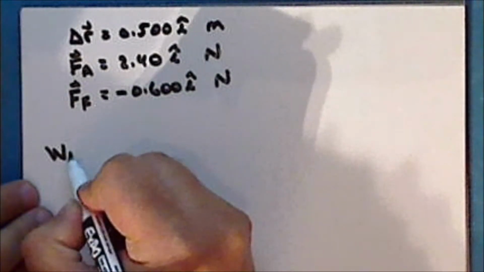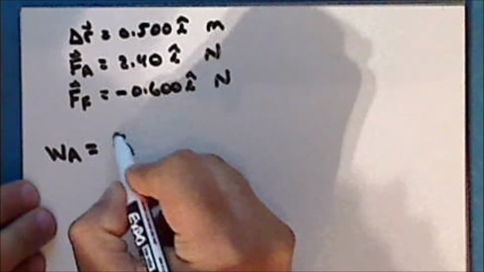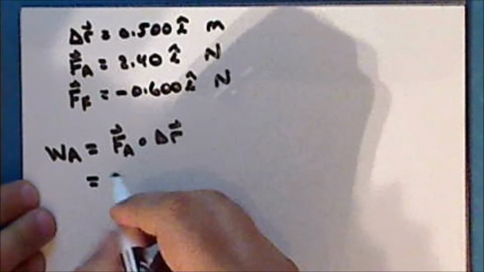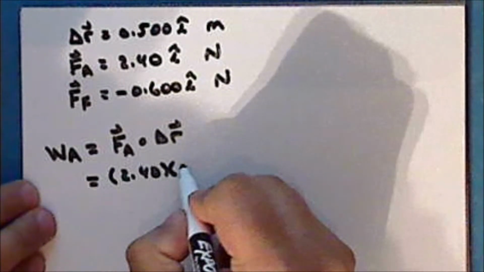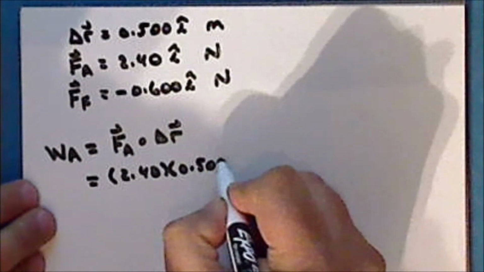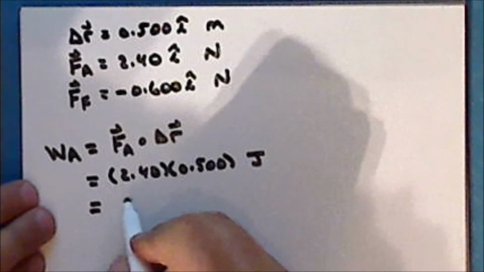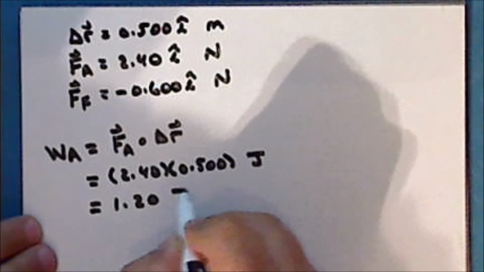So the work done on the car by the applied force is the dot product of the applied force and the displacement vector, which is 2.40 times 0.500 in units of joules. And to three significant figures, this is 1.20 joules.